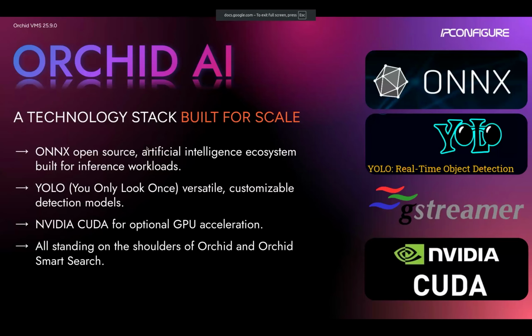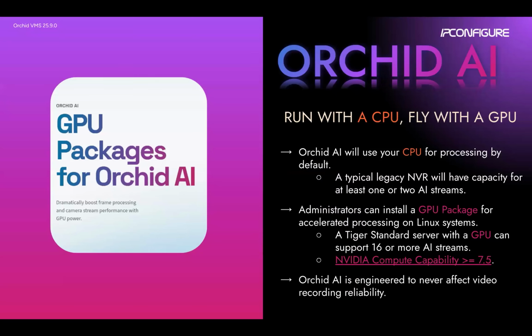In terms of the technologies that Orchid AI is built on, it's really designed to be sort of open and scalable. Like I mentioned, it's really a foundational technology for us. It's something that we're going to continue to expand. Orchid AI is built on the Onyx open source artificial intelligence ecosystem. We're leveraging what are called YOLO models, you only look once models. So these are the models that allow Orchid to detect and define certain types of objects. Most importantly, we are able to use GPU-based acceleration, but we don't require NVIDIA GPUs. And all of this, as we've seen in 25.9, is standing on the shoulders of Orchid and Orchid Smart Search, that smart search technology that we introduced several years ago.